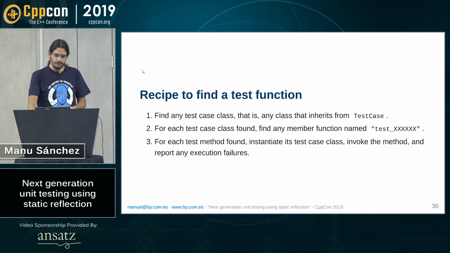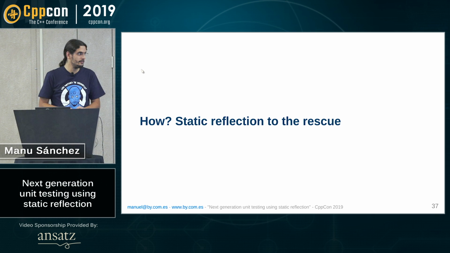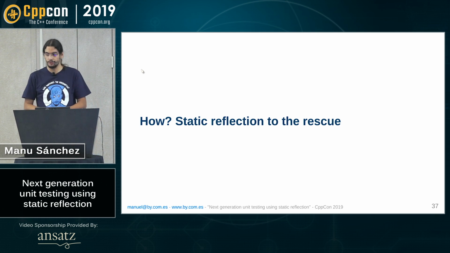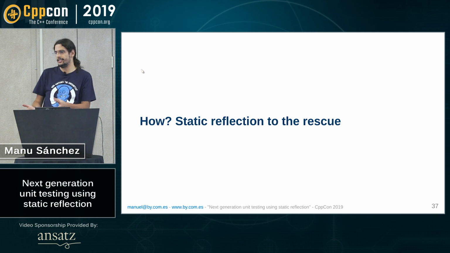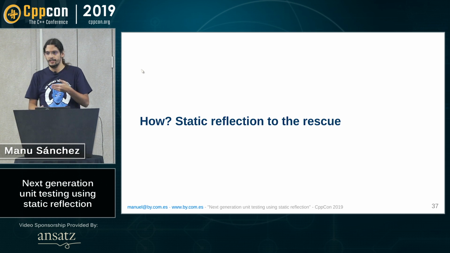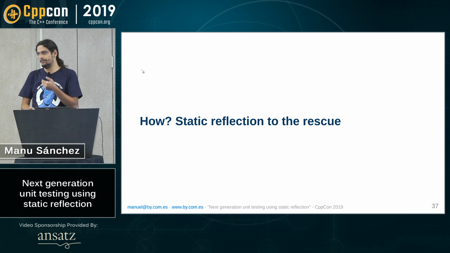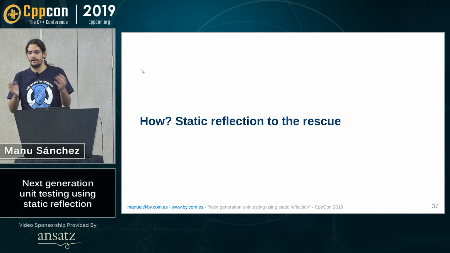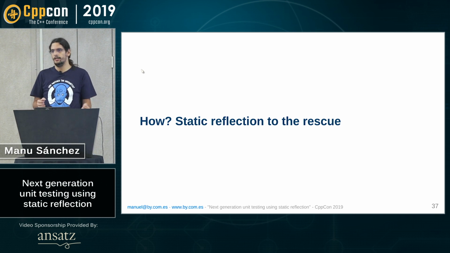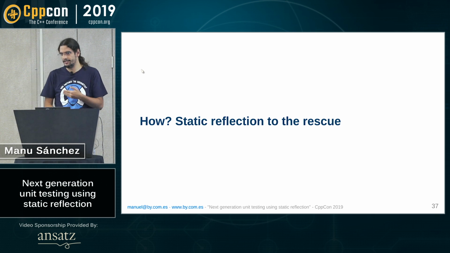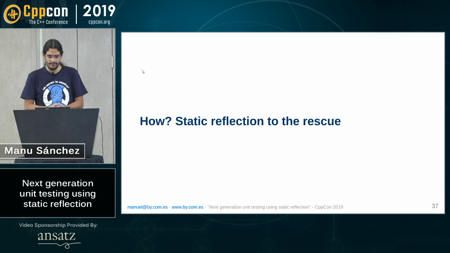Okay, so how do you do this? Using reflection. Okay, static reflection in this case. You could use dynamic reflection, but the cool thing about static reflection is that everything is done at compile time, so everything is type checked. Okay, you have no weird runtime error saying, okay, I expected a call with a string and you gave me an int or something like that. Okay, everything is checked at compile time, so everything is safer.